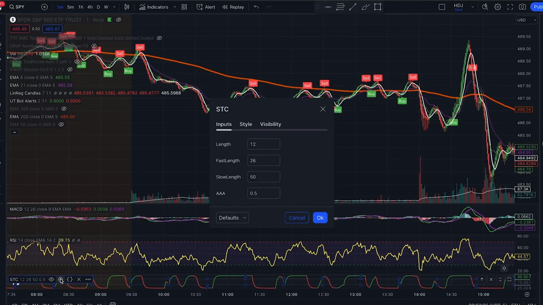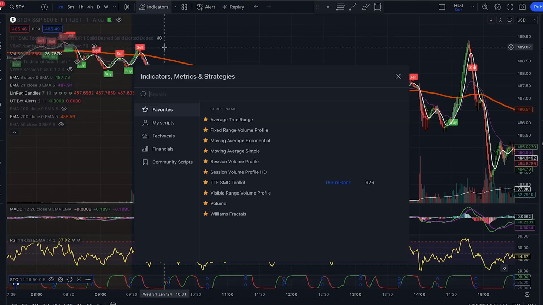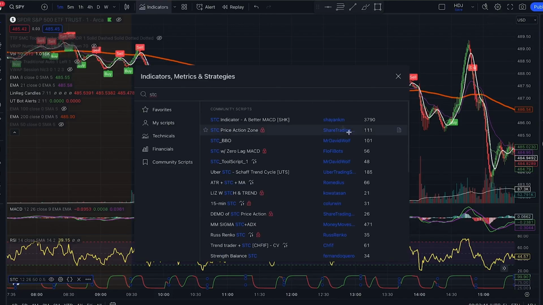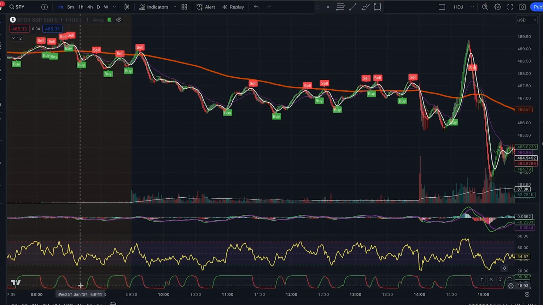Okay. So once you add STC, you're gonna go to your indicators, type in STC, add this one here. You're gonna add it, and then let's close that. It's gonna pop up, and it's gonna be down here. Okay, so you're not gonna have the STC on the chart here. It's gonna come down here, and as you can see, you got red, greens, turning back red, turning back green again.